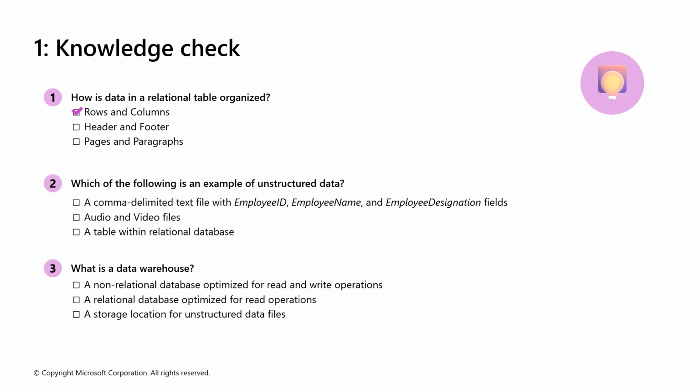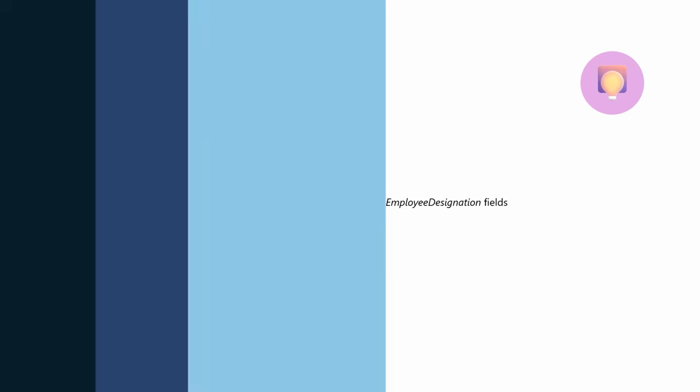Which of the following is an example of unstructured data? Unstructured data does not follow a fixed schema. Audio and video files are good examples because they don't have a defined row and column. What is a data warehouse? Finally, a data warehouse is a relational database that is optimized for read operations. It is designed to support analytical queries, reporting, and dashboards rather than frequent transactional updates.